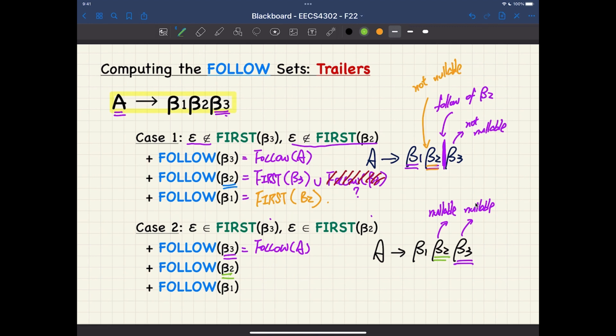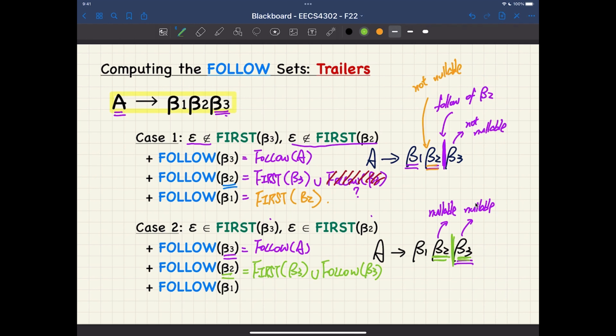You wanted to volunteer? Okay, yes, go ahead. What should that be? Yeah, I agree. Yeah, absolutely. First of all, for this symbol here, it always can be followed by the first of the next symbol. That one's for sure. So that'll be the first of beta 3. Yes, I agree. First of beta 3. He also said something else. What was that? Exactly. Yeah, absolutely. That's right. I agree.